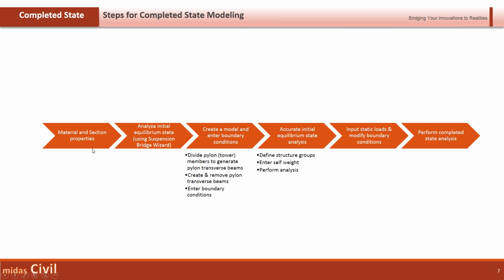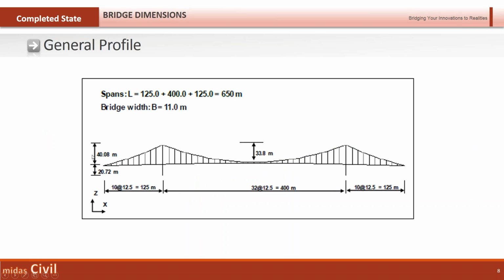Okay. So the steps that we'll be following in today's webinar are: first we'll give the material and section properties, then we'll analyze the initial equilibrium state using the wizard, then as I told you we'll do modifications, and then we'll perform another analysis to get the optimized results, and then we'll give the other loadings and perform a completed state analysis. So this will be the general flow of the webinar. Okay, so the bridge dimensions that are being used, I will share the tutorial with you after this webinar, so you can follow step by step each and every thing that I'm doing. Okay, so this is the general profile of the bridge that we'll be doing.